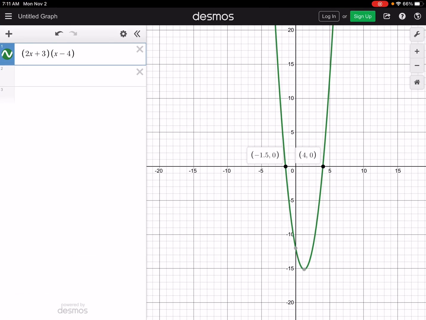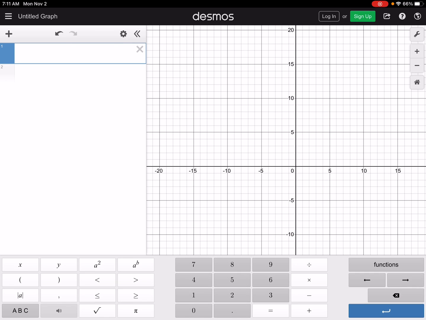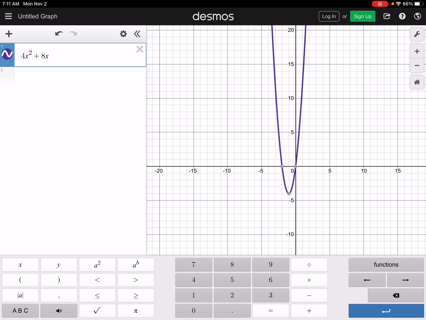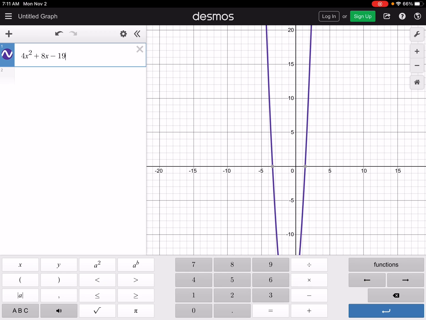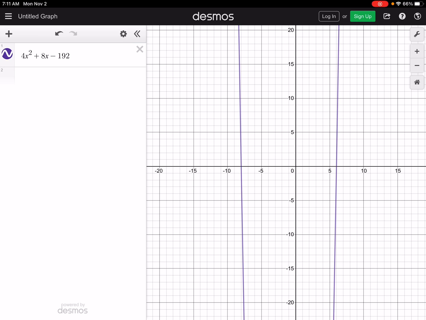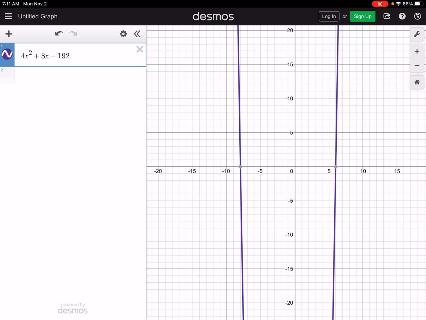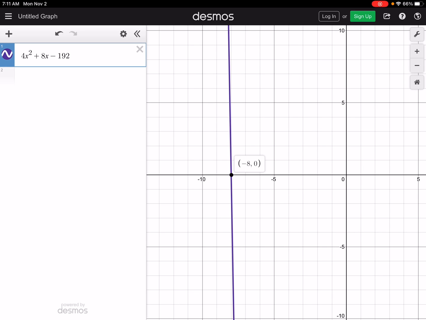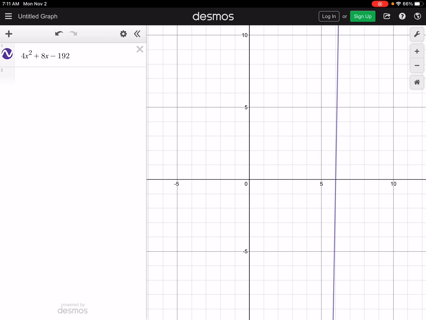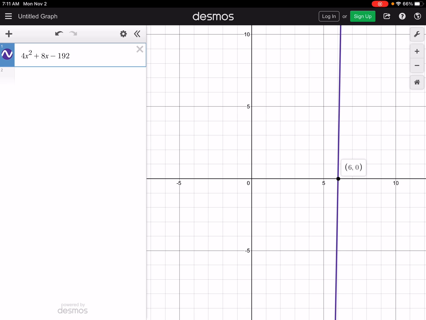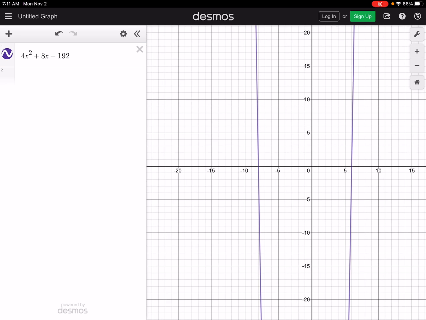Let's go back here and try that. So if I typed in 4x squared plus 8x minus 192, I should see the graph going across at negative 8 and positive 6, just like we found when factoring.